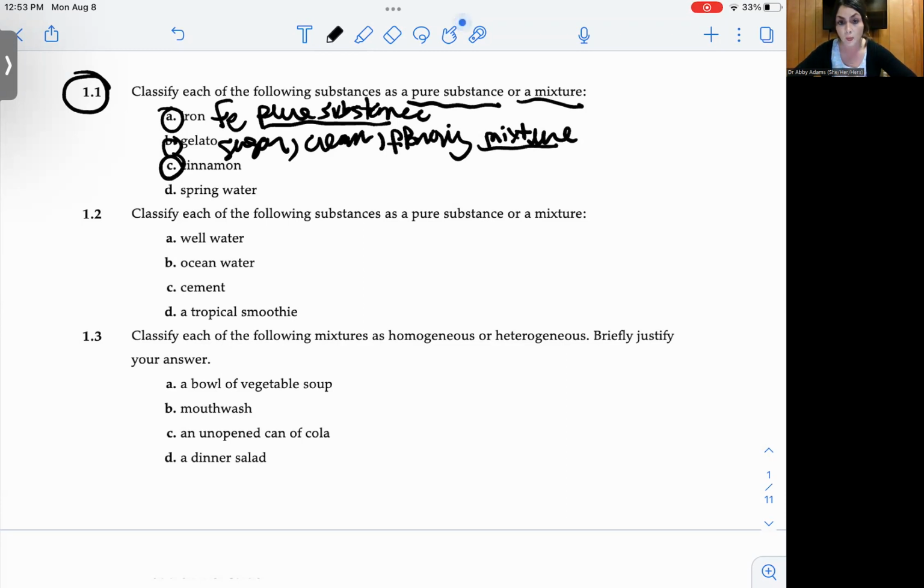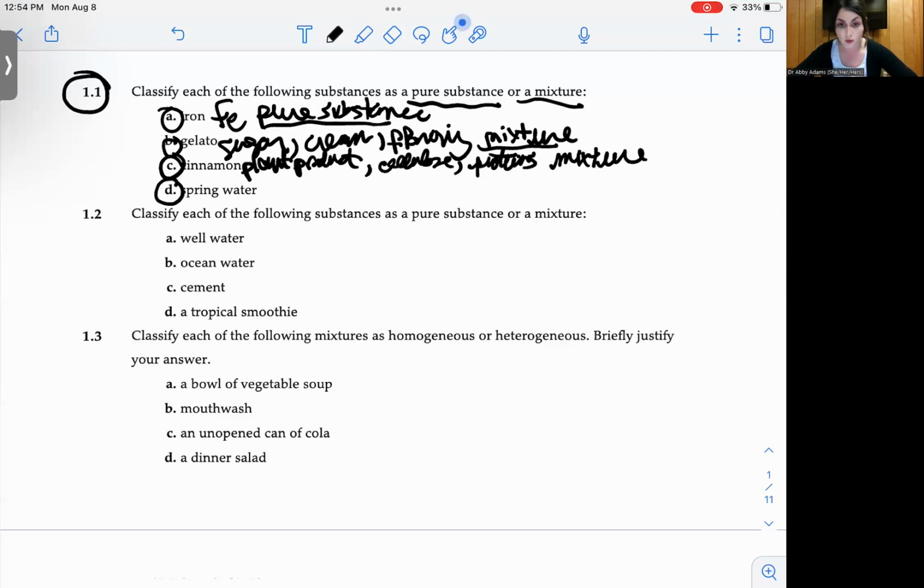C, cinnamon. So what is cinnamon? It's a plant compound, right? So this is a plant product. It's not a plant compound, but plant product, excuse me. Plant product. And it's composed of what? It's not just one thing, like you might think. It's going to have what anytime something's a plant product? Cellulose. Going to be some other proteins there. So this is definitely got to be a mixture.